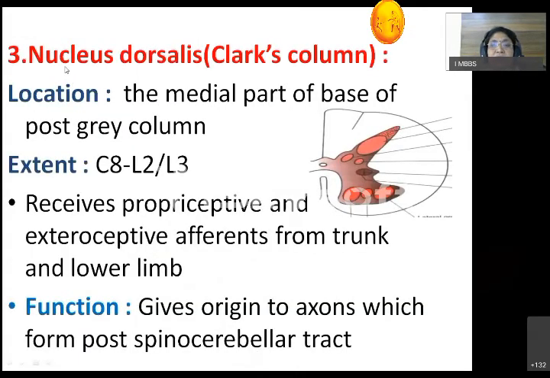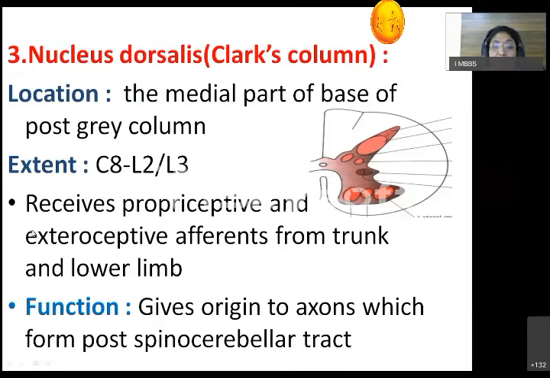Then coming to the third nucleus, which is the nucleus dorsalis, also known as Clarke's column. Now this nucleus dorsalis is present along the medial aspect of the base of the posterior horn, and it bulges slightly into the posterior white column also. It extends from C8 to L2, L3 segment, and it receives both proprioceptive as well as exteroceptive afferents from the trunk and lower limb. You know the meaning of proprioception. Now what is exteroceptive?